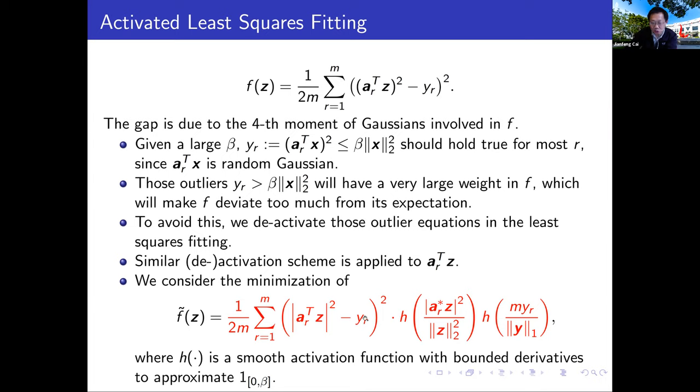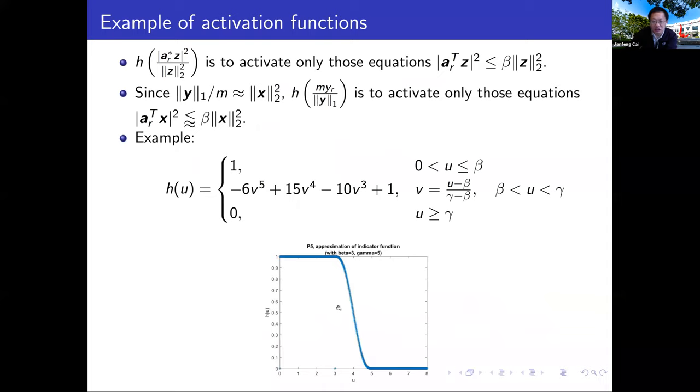So this is the original least squares fitting multiplied by a 0-1 function. If this ratio is very large, then this is just zero. When this ratio is small, then it is just one. So it is guaranteed that this y_r is just bounded by beta times this x two norm squared. So those outlier equations will not be counted in this least squares error. But we want to get a smooth optimization. Then we just use a smooth characteristic function for this h. Of course there are many, many choices of h. I just give you one of them.